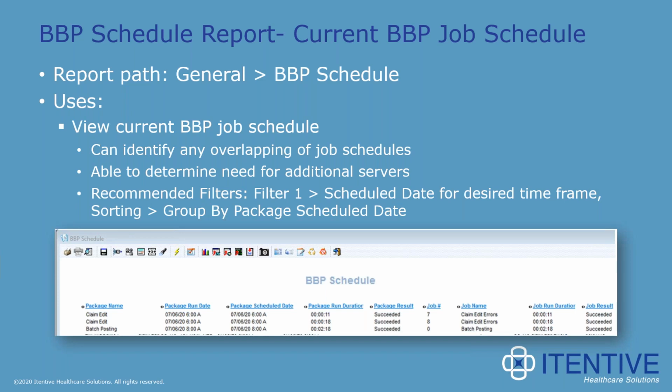servers. Some of the recommended filters for this report would be to set that schedule date on the Filter 1 tab to whatever your needed time frame is. For example, maybe you want to look at how that schedule ran for the past week. You can also group the report data by that package schedule date, and that's going to allow you to quickly look at your week schedule day by day.